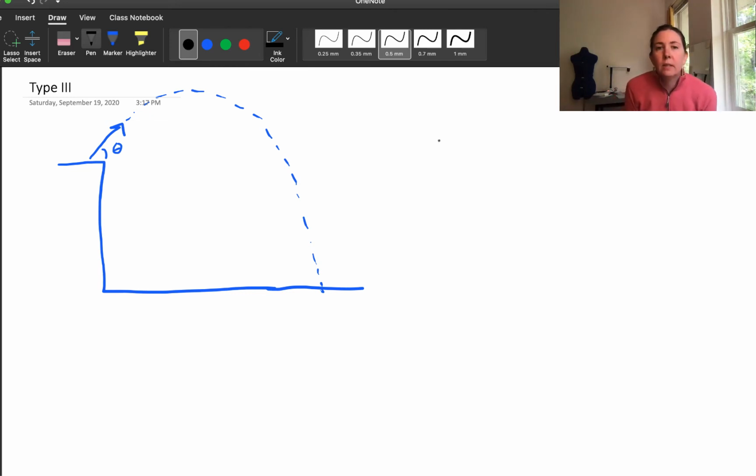So just like a type 2 projectile motion where it starts and stops at the same place, we need to split our initial velocity, our v0, into the x and y components. So we get our initial velocity in the x direction and we get our initial velocity in the y direction.